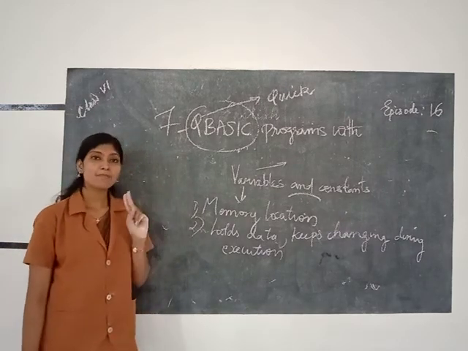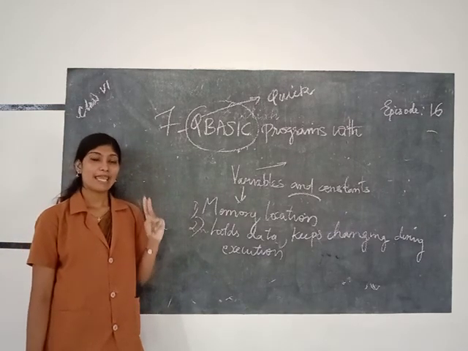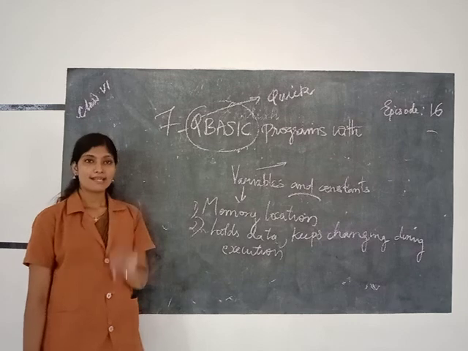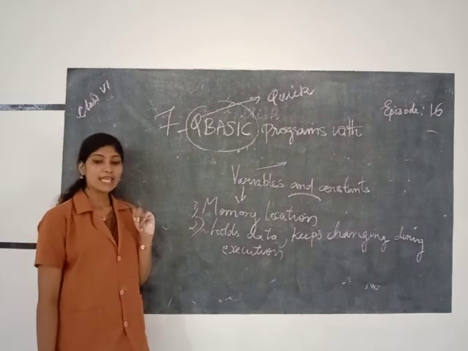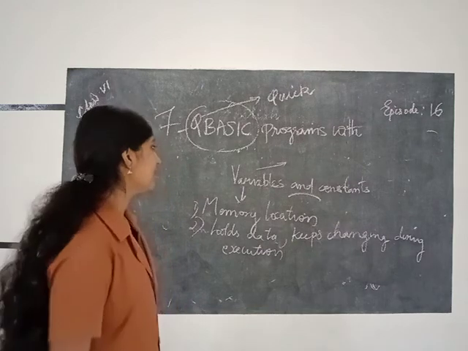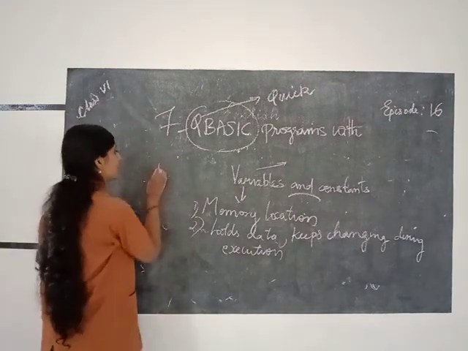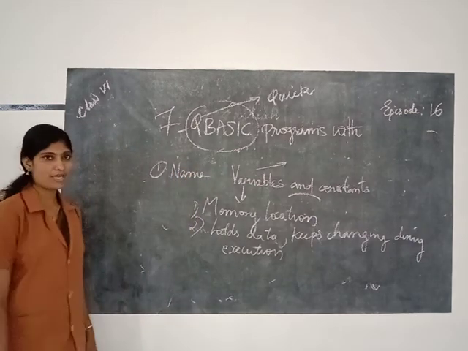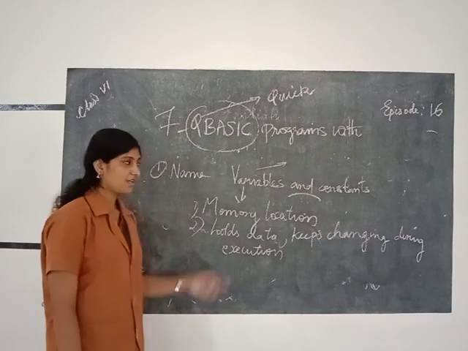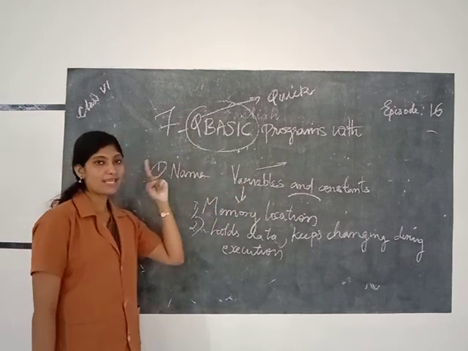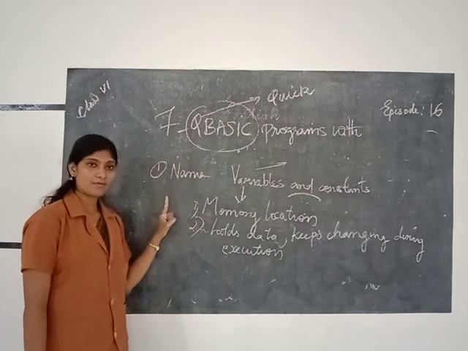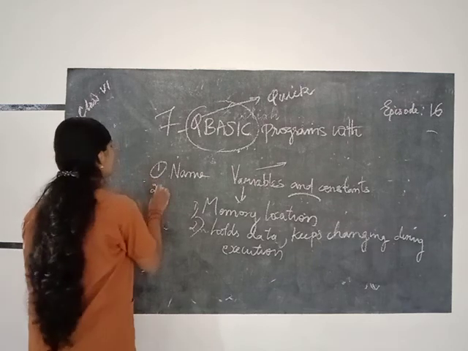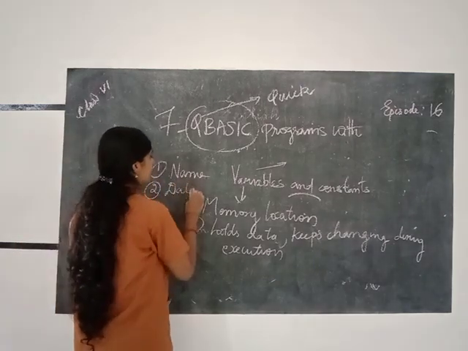The next, a variable has a name and a data type. How to declare a variable? It needs a data type and also needs a name. So what are the things needed to declare a variable? First one, it needs a name, which indicates the name of the variable or the name of the memory location. Second one is data type.